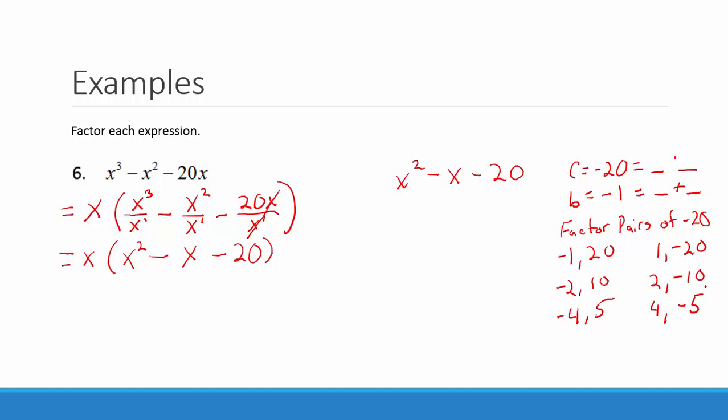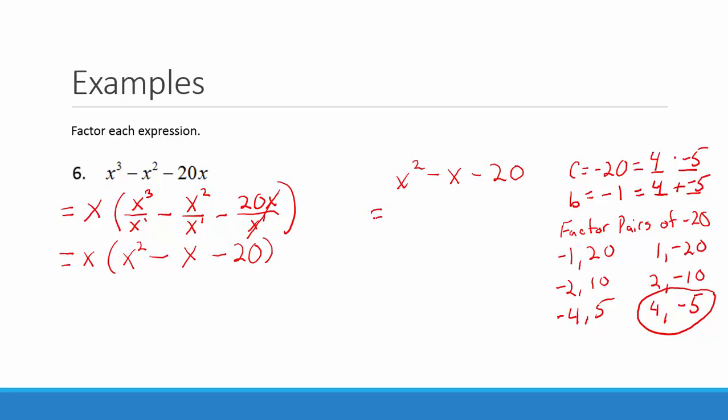Which factor pair, when I add them, equals -1? This one is 4 plus -5. 4 times -5 is equal to -20, and 4 plus -5 is equal to -1.